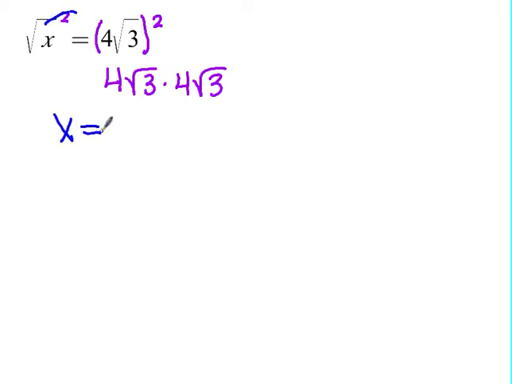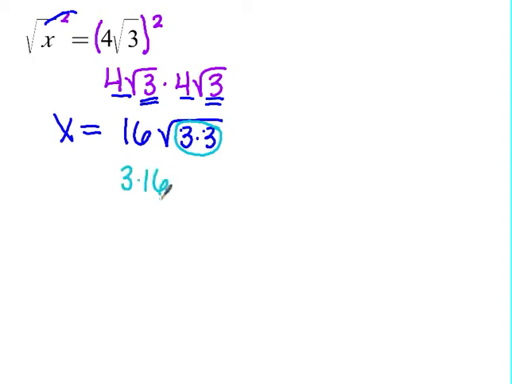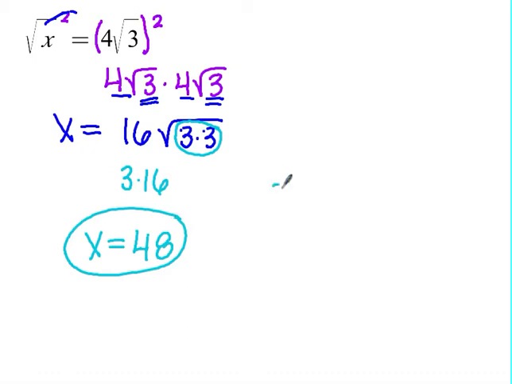Now on this right side, what do I get from those two? 16. From this, I'm going to get the square root of 3 times 3. I've got a pair of 3's here, so I can take that 3 out. Really I'm left with 3 times 16. So what does x equal? 48. Okay? If I were to check that, I need to check that the square root of 48 is 4 root 3.